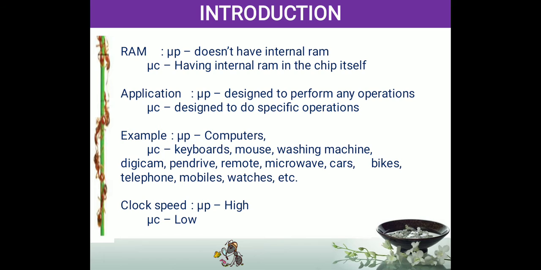Another difference is the clock speed. The speed of the processor is very, very high. The speed of the controller is very low comparatively. Because the processor has thousands of transistors in it, but the controller does not have that many transistors. For example, the 8085 microprocessor has only about 62,000 transistors. But if you take the latest processor, there are thousands and thousands of transistors built into it.